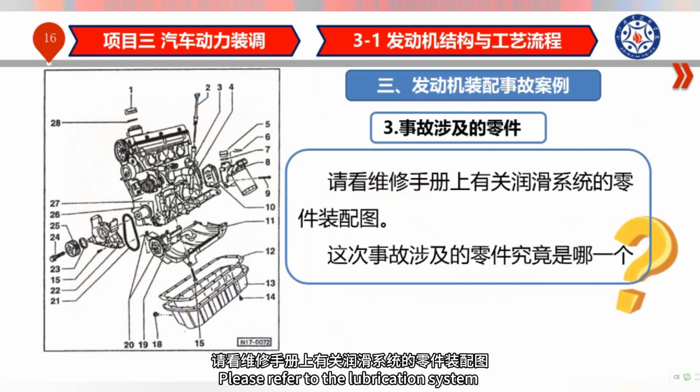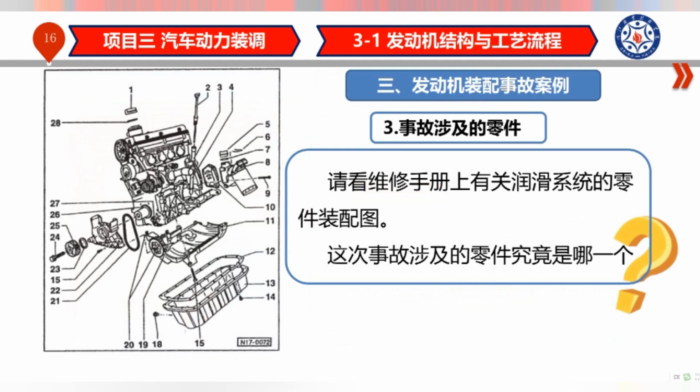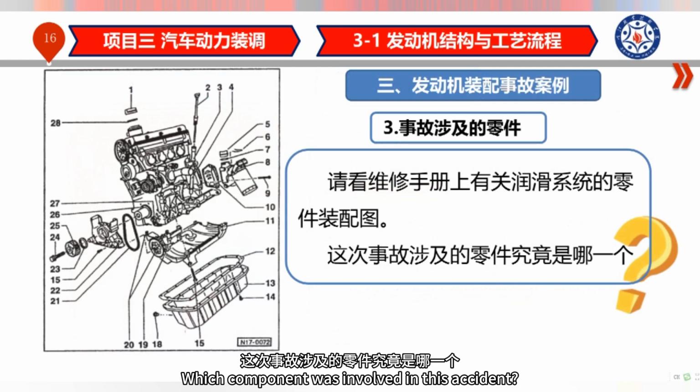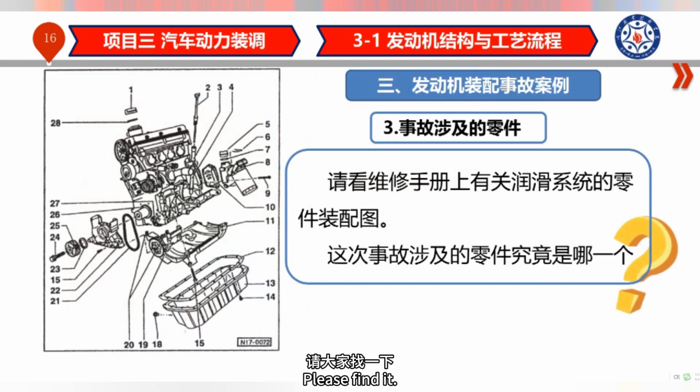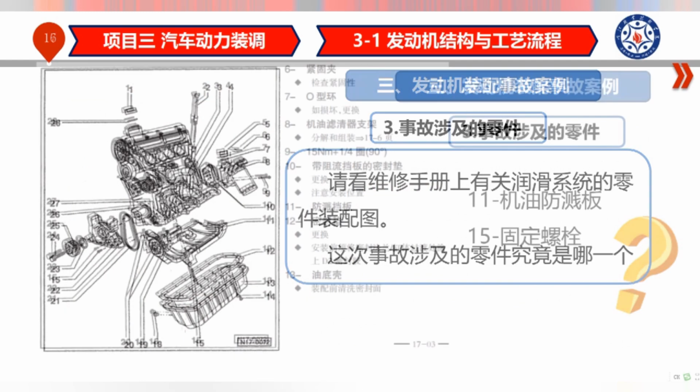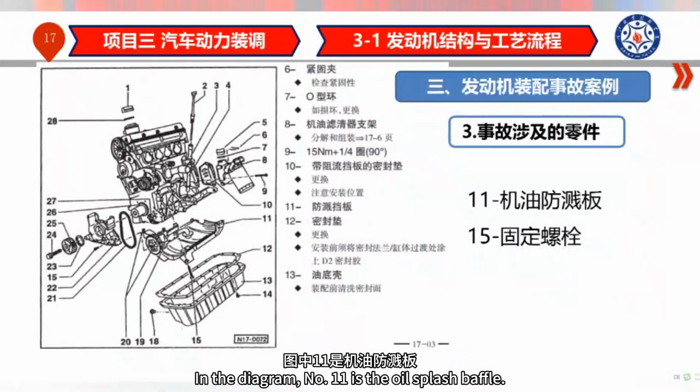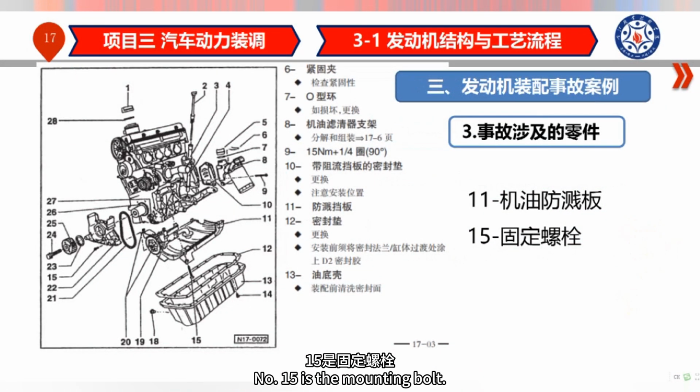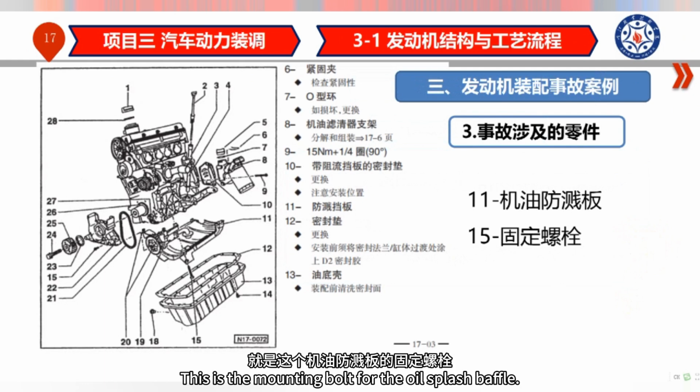Please refer to the lubrication system assembly diagram in the service manual. Which component was involved in this accident? Please find it. In the diagram, number 11 is the oil splash baffle. Number 15 is the mounting bolt. This is the mounting bolt for the oil splash baffle.